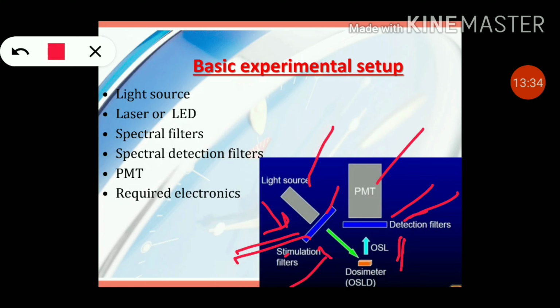This filter can be placed in front of a LED. And band pass filters with the transmission between 290 nanometer and 370 nanometer can be placed in front of the PMT, photomultiplier tube. So when the laser light, like 532 nanometer, from double frequency laser is used for the stimulation, then additional laser mirrors should be used to block this laser light, and can be used to reduce the background signal. So that's why we are using these two filters.